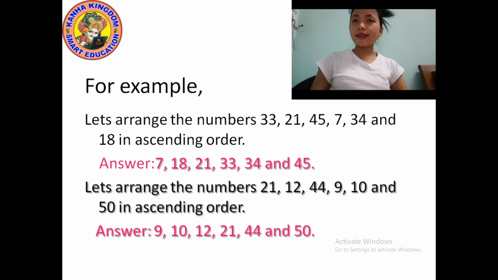See, I arranged the numbers 33, 21, 45, 7, 34 and 18 in ascending order: 7, 18, 21, 33, 34 and 45. It is the arrangement of the numbers from smallest to biggest. That means I arranged all these numbers in ascending order.